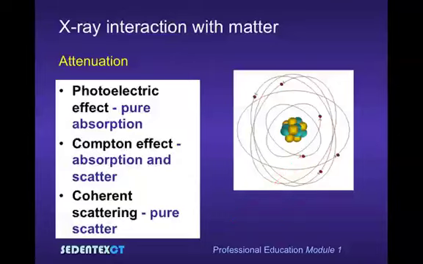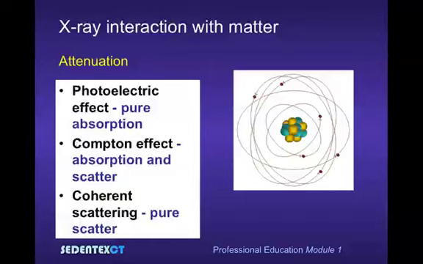The second effect is the Compton effect, where the X-ray photon interacts with a weakly bound outer orbital electron. Here there is both absorption of X-rays and some scattering of X-rays. Finally, we have pure scatter, or coherent scattering, produced. All these three interactions will occur when we X-ray a patient.